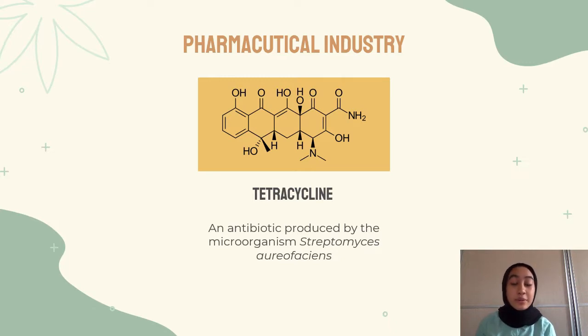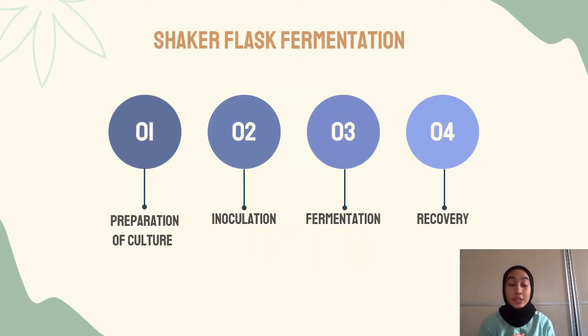I'm Sarah, and now I'll be talking about the products in industrial microbiology. First, in the pharmaceutical industry, we have tetracycline, which is an antibiotic produced by the microorganism Streptomyces aureofaciens. One method of tetracycline production is through shaker flask fermentation. The process includes preparation of culture, inoculation, fermentation, and recovery.